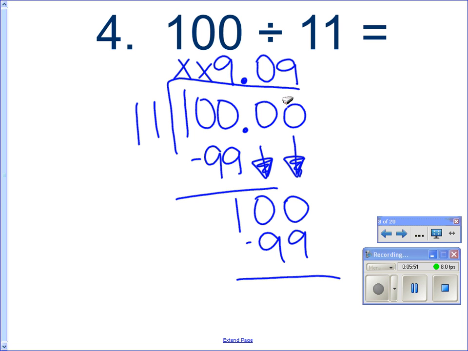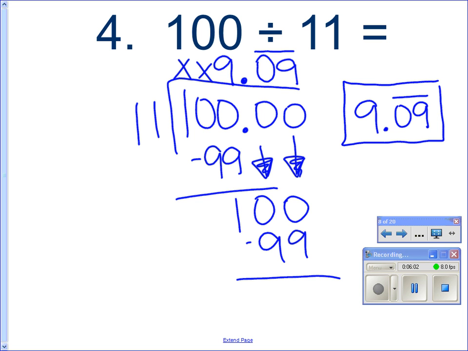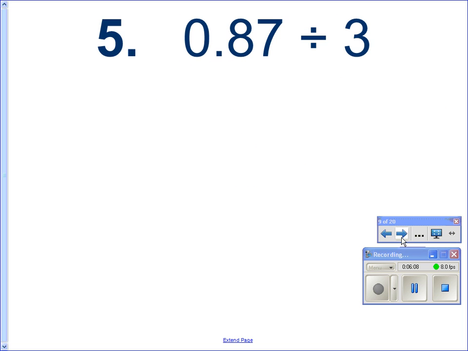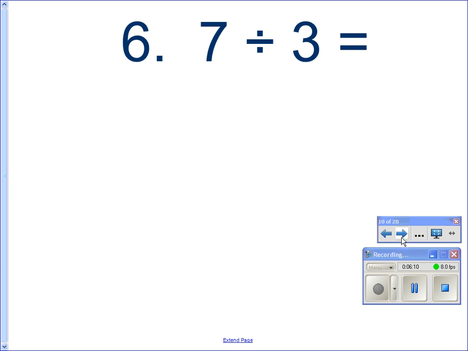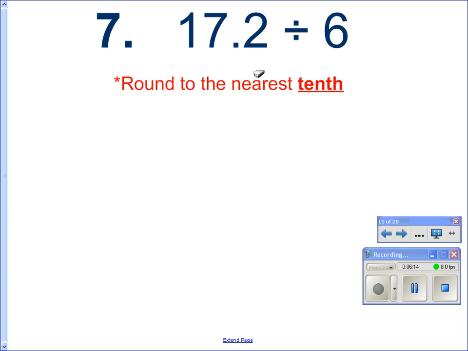However, what is repeating? The 0 and the 9. So your answer should have the repeating bar over the 0 and the 9 because those are both the repeating numbers. So you have 9 and 9/100 repeating. Okay? You can skip the next two questions in your notes. You can try them on your own, but skip to number 7.